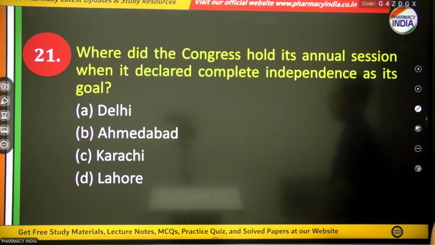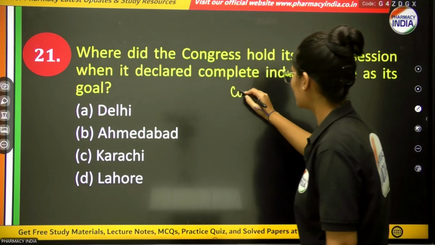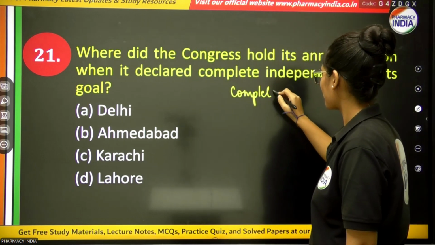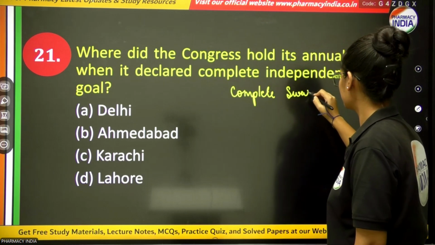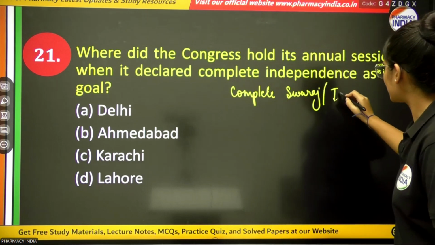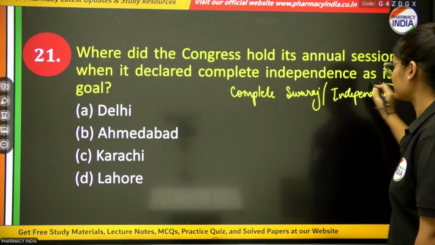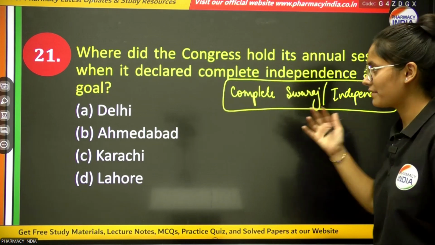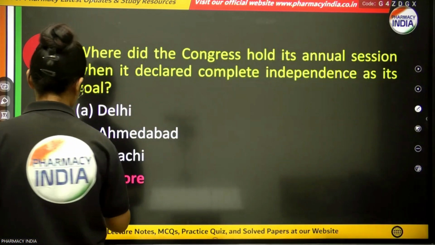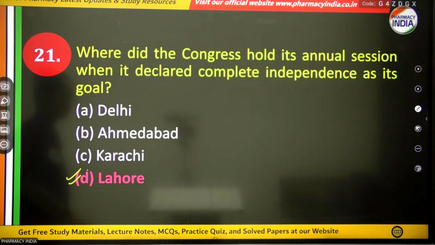Okay. Next question. Where did the Congress hold its annual session where it declared complete Swaraj, or you can say complete independence, as its goal? Clear? Complete Swaraj, or independence. Clear? You have heard about it. That is Lahore, which is now in Pakistan.